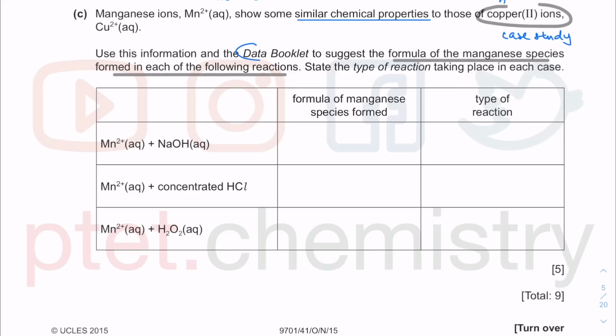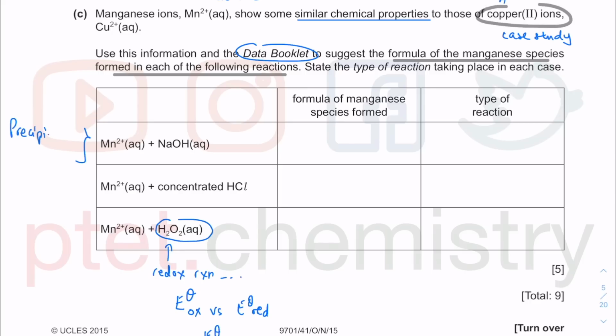When they say the data booklet, they're really talking about reactivity studies, especially for this H2O2, you can get redox reactions. So you have to think about something called E0. So this is E ox versus E red, and then you need to think about the overall reactions, which is the E cell. When you just deal with these OH minus, usually we are talking about precipitation reaction, something that all GCSE or IGCSE level students have heard of, as most metal hydroxides are going to be insoluble. So this is going to be precipitation.